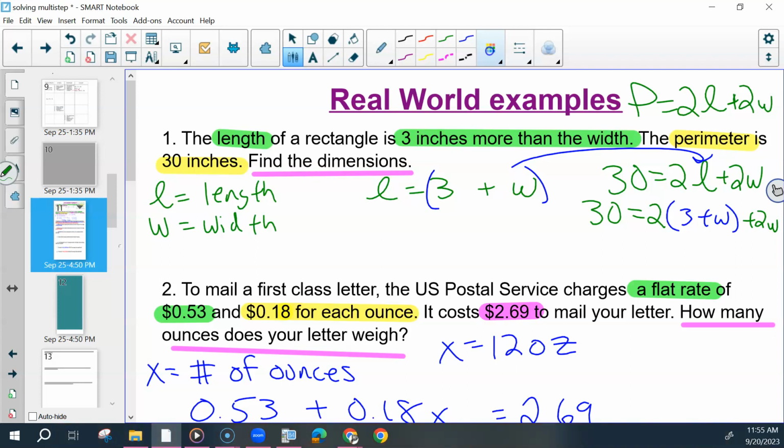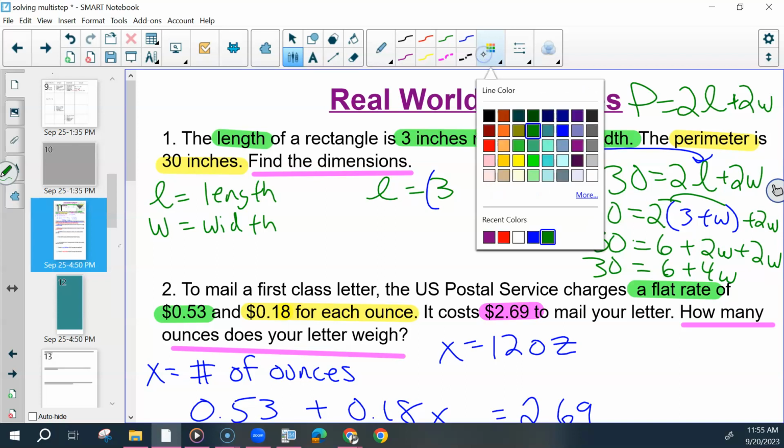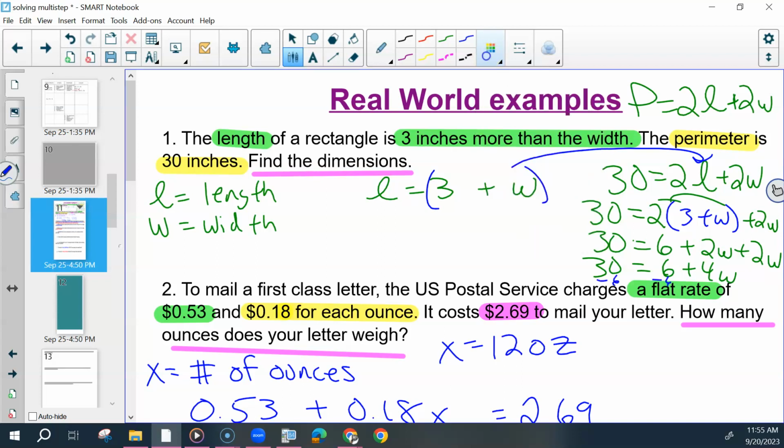So now we have our equation, and now we can solve. What would be our first step? And then 6 plus 4W, and then subtract 6, we have 24 equals 4W, and then divide, so W equals 6 what? 6 inches.